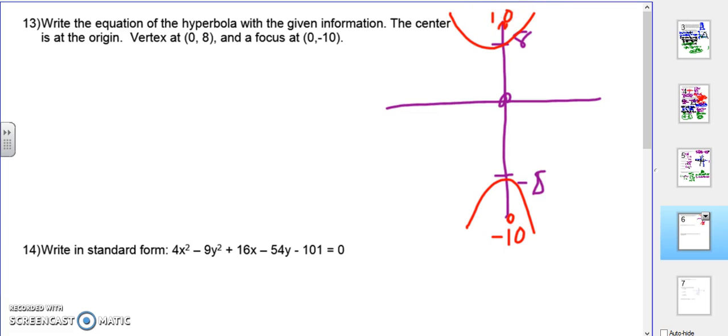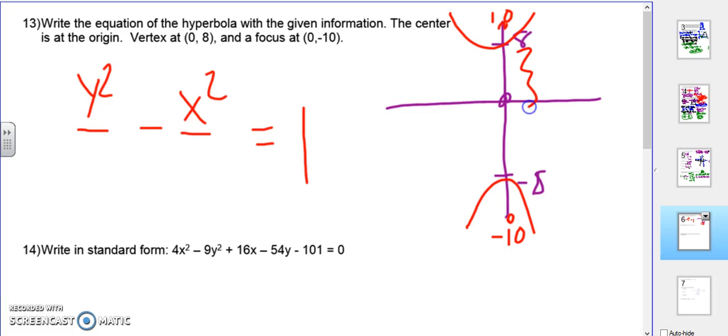So first thing is, when it goes up and down, that means y squared is positive and x squared is negative. Hyperbola is always equal to 1. So first of all, this length is 8. 8 squared is 64, so that's the number that goes under the y.